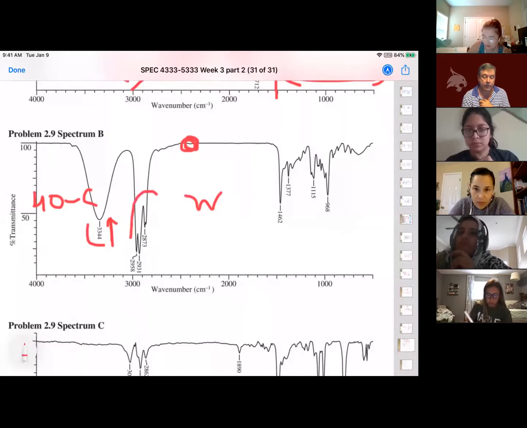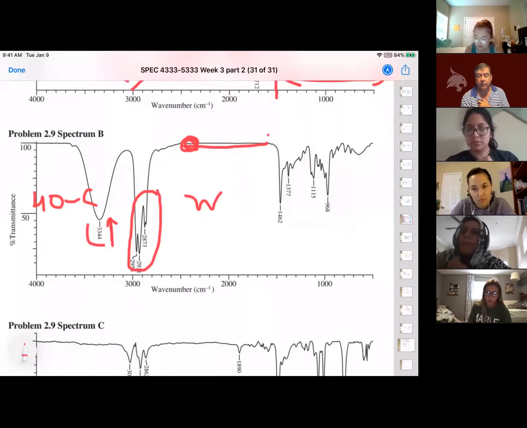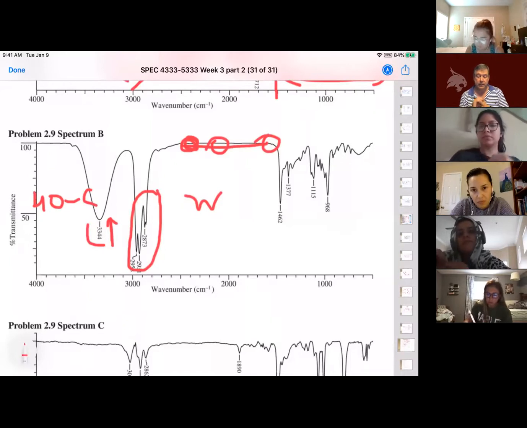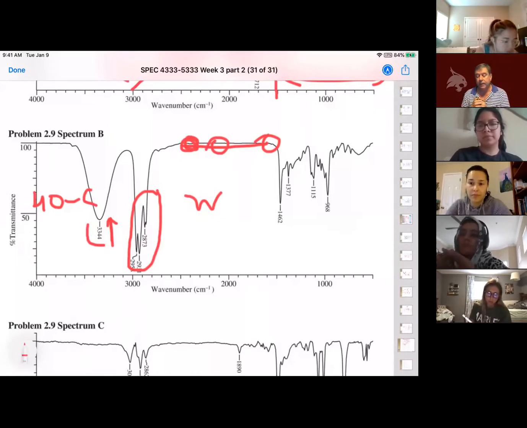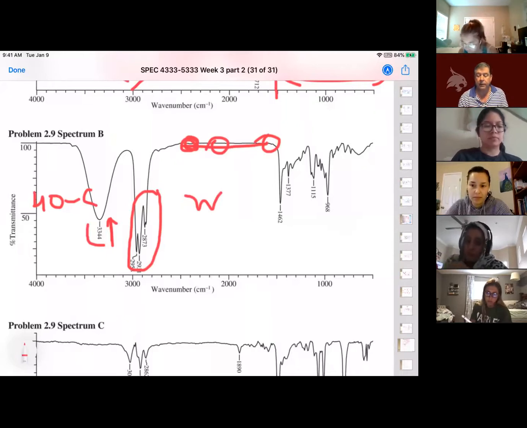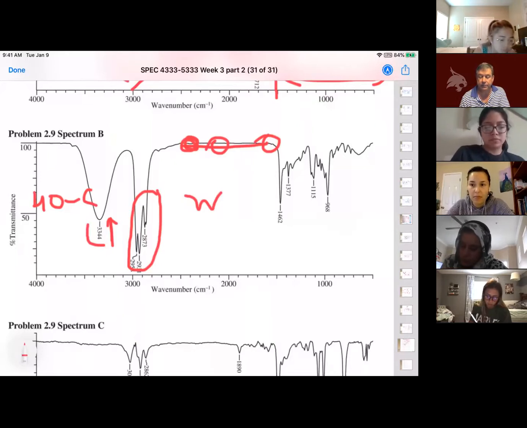All of the protons here are aliphatic. We have no functional groups. We have no carbon-carbon double bonds, no carbon-carbon triple bonds. I think that's all we can tell on this one right here. So given a molecular structure or a molecular weight, we could probably get a pretty close approximation.